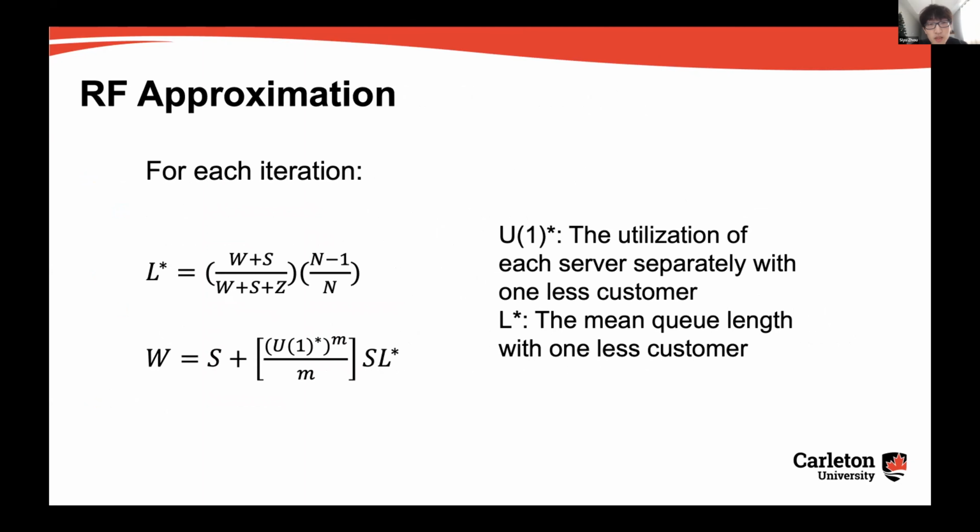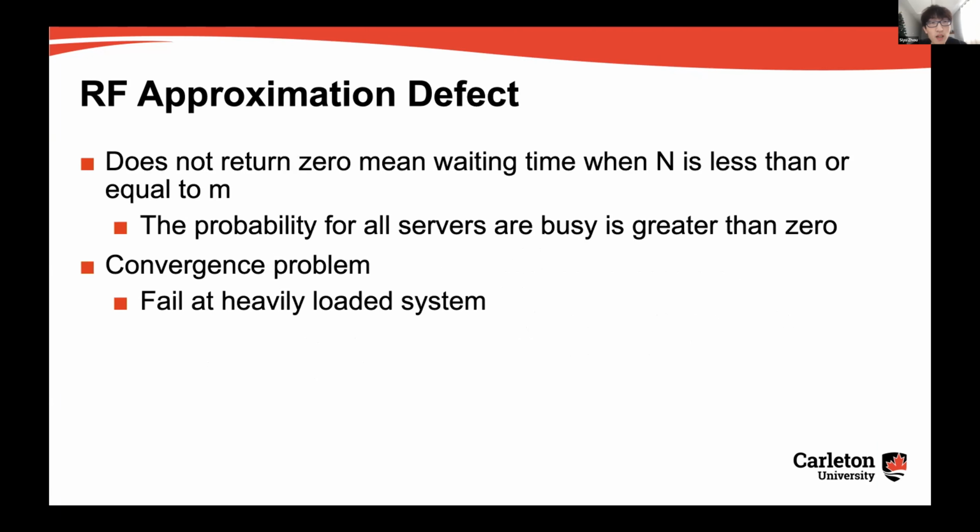This is an example where the mean queue length with one less customer, L, is estimated by using Bard-Schweitzer proportional estimation, which is this n-1 over n term. And the waiting time calculation is based on the arrival theorem. The RF has defects. One is that it does not return 0 mean waiting time when the number of customers is smaller than the number of servers. Another one is the convergence problem. It does not guarantee convergence, especially in heavily loaded systems.